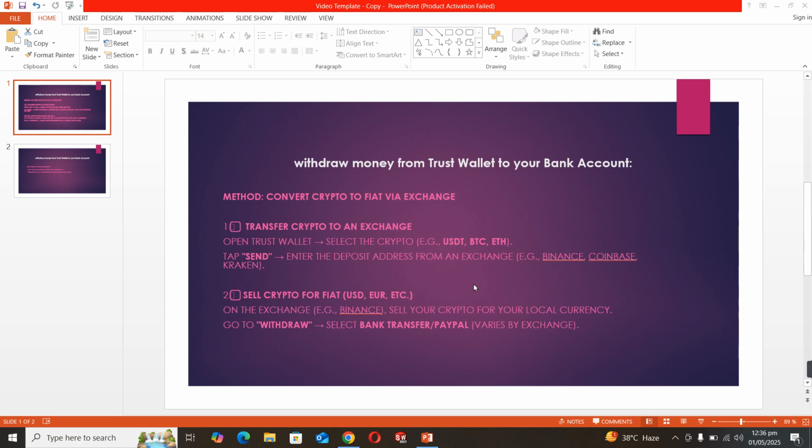In order to convert them into fiat currency, you have to send your cryptocurrency to any reliable exchange like Binance. So first of all, transfer your cryptocurrency, your Bitcoin or any other coin, from Trust Wallet to Binance or any other reliable exchange. Then sell that cryptocurrency via fiat like USDT, Euro, etc.